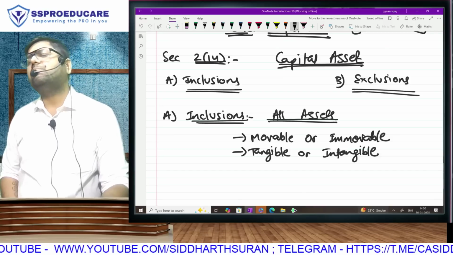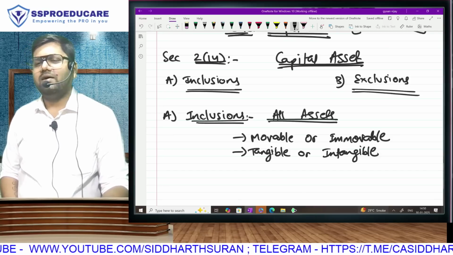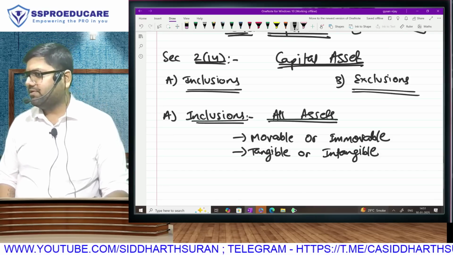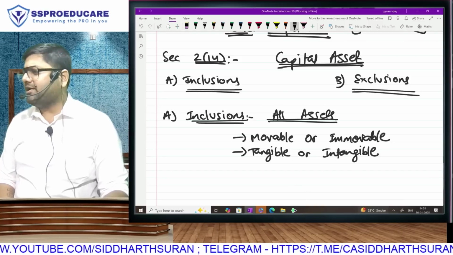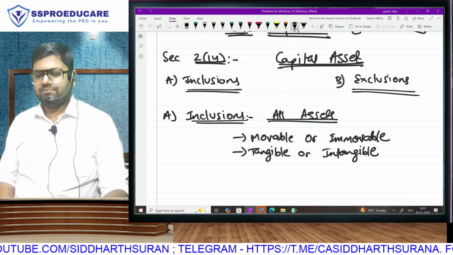Everything. Apne ko kya? Everything is moh maya. Everything is a capital asset. Anything that can be sold on the planet is a capital asset.